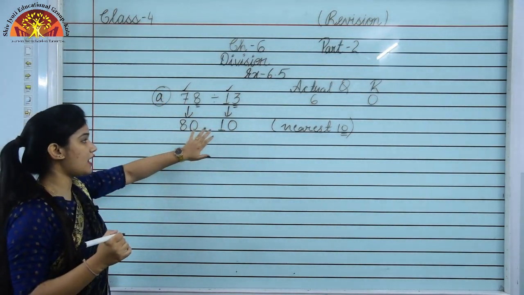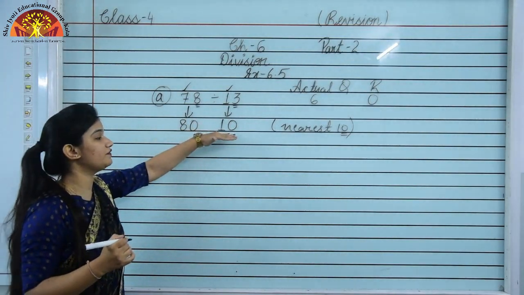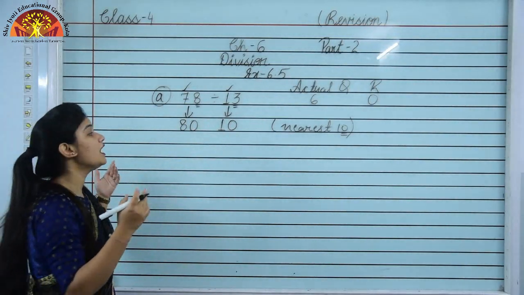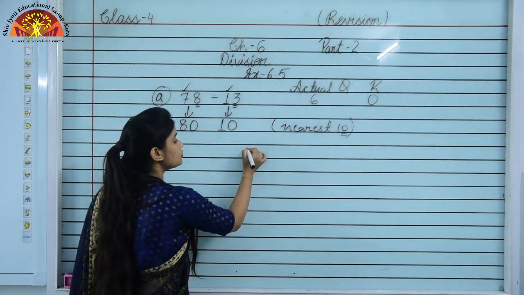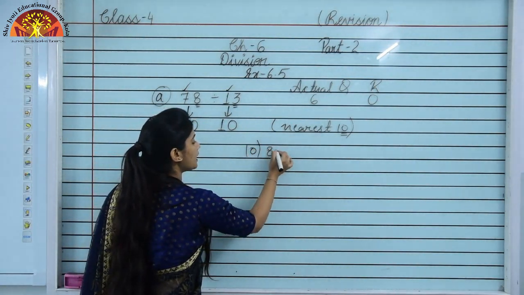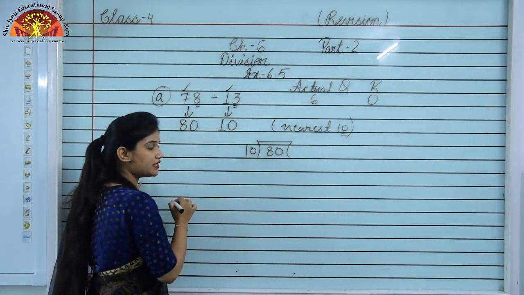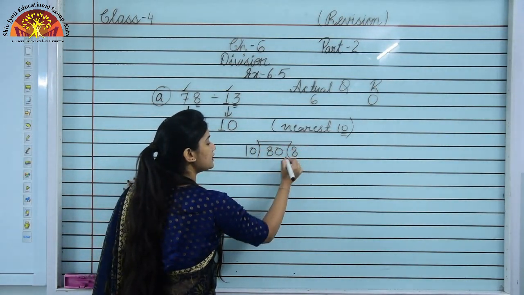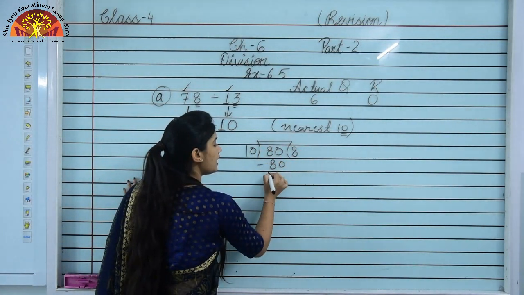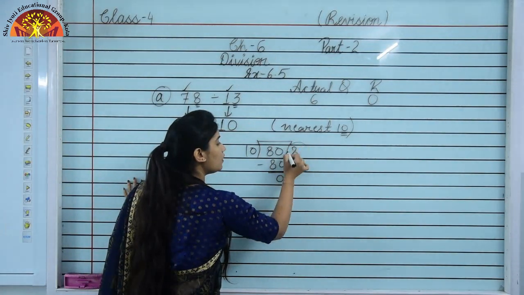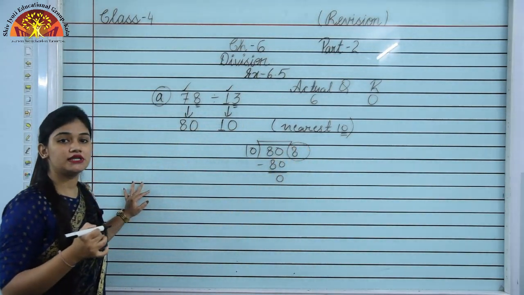Now these are new numbers and we have to divide these numbers and will find estimated quotient. So students, when we will divide 80 by 10, हम जब 80 को 10 से डिवाइड करेंगे, as we know 10 8s are 80 and the remainder is 0. Now 8 is the estimated quotient.